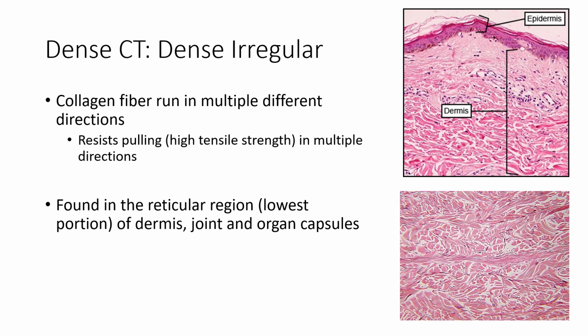Now the next three we're going to look at are the dense connective tissue. Remember, they're dense because the fibers are tightly compacted. Dense irregular connective tissue, the irregular in the name comes from the fact that the collagen fibers we're seeing are running in multiple different directions. Now, one of the places we see this is in the dermis, so you might want to remember that when you go to find a slide this week.